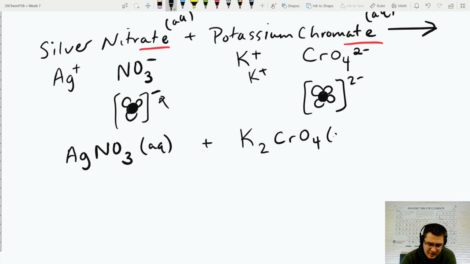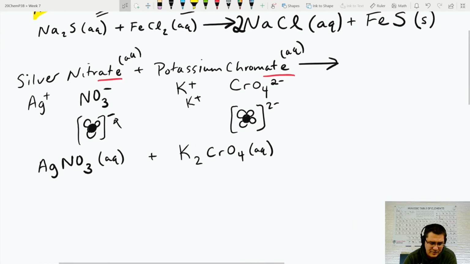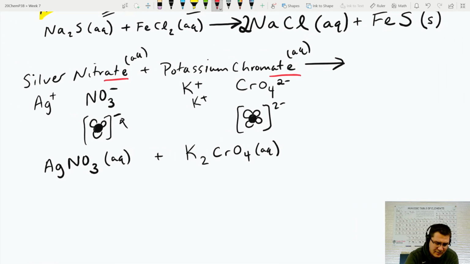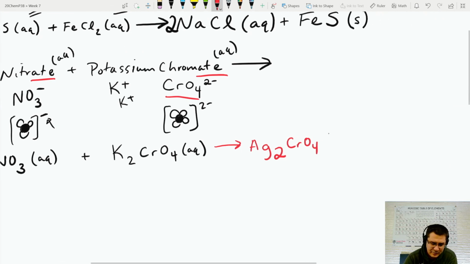Okay, and I'll put aqueous. So still we're balancing pluses and minuses. When these combine, we get some different things happening. The silver can partner up with the chromate, and so we form Ag, and I need 2 Ags because it's got a positive charge to balance out a chromate. That turns out to be that brown precipitate that you saw.